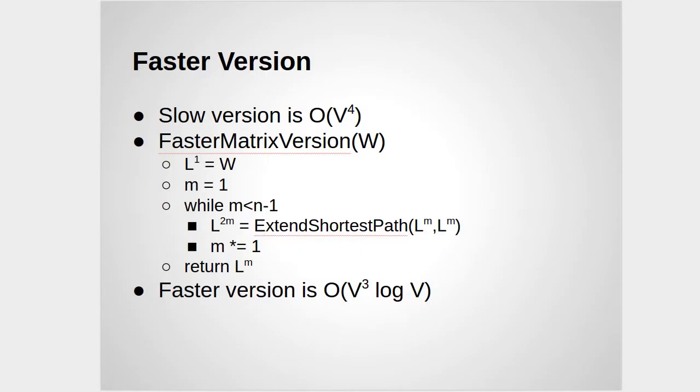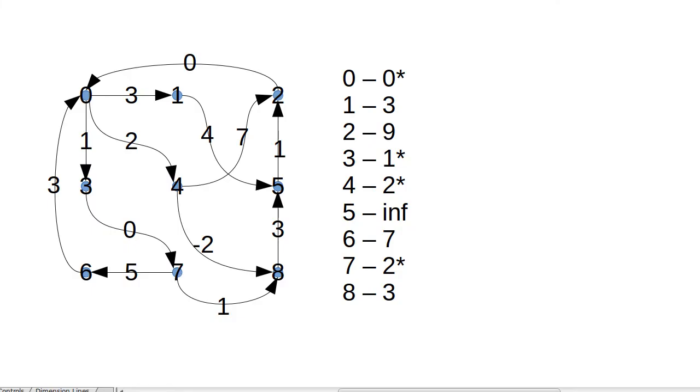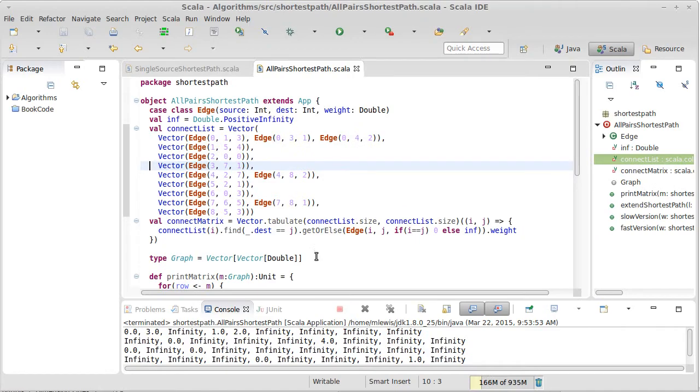Continuing our discussion of shortest path algorithms, we're looking at all pairs shortest path, and we want to use the algorithms that we talked about in the last video that use this kind of pseudo matrix multiplication algorithm. We want to actually see how they work on a particular example graph.